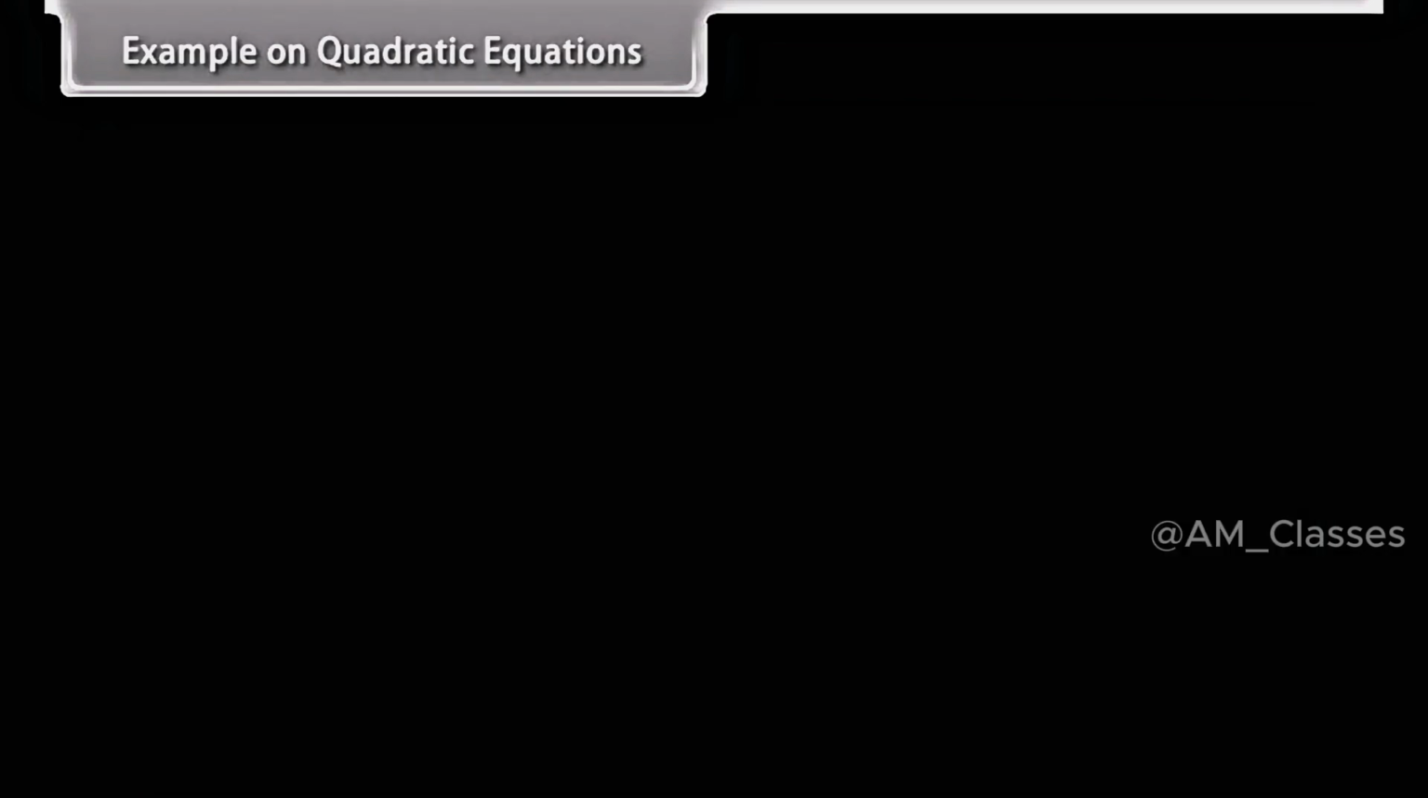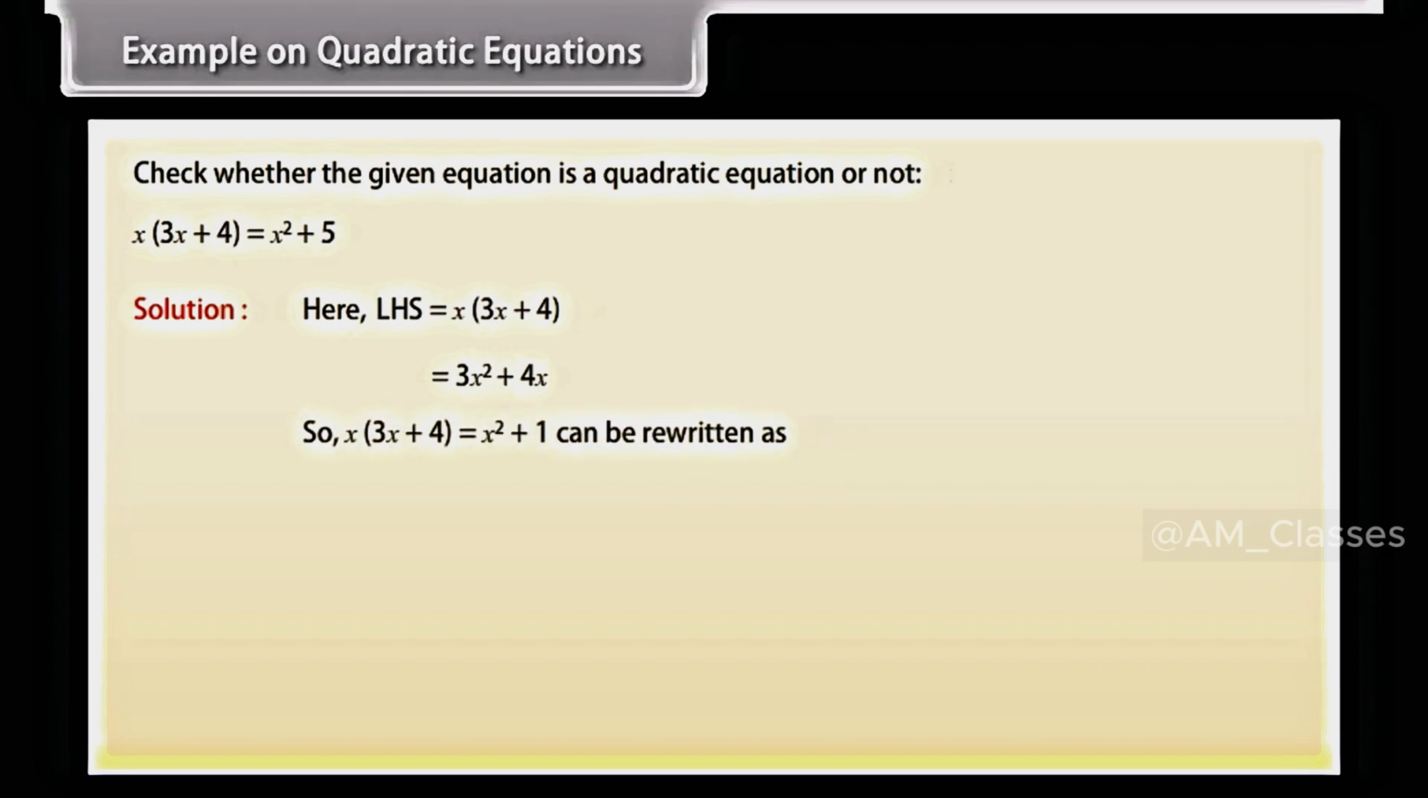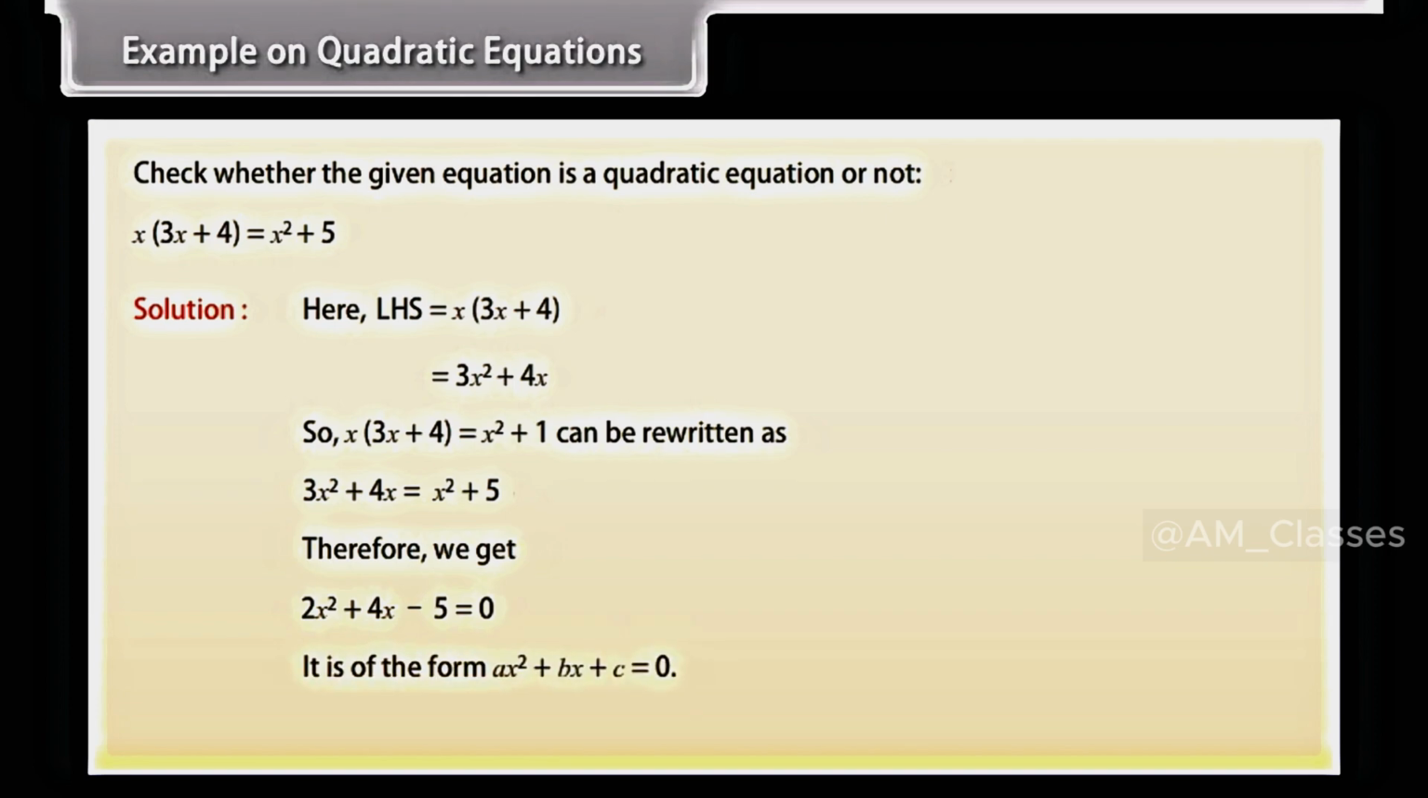Example on quadratic equations. We will now check whether the given equation is a quadratic equation or not. Solution. Here, LHS is equal to x into 3x plus 4, which is 3x square plus 4x. So, x into 3x plus 4 equals x square plus 5 can be written as 3x square plus 4x is equal to x square plus 5. Therefore, we get 2x square plus 4x minus 5 is equal to 0. It is of the form ax square plus bx plus c is equal to 0. So, the given equation is a quadratic equation.